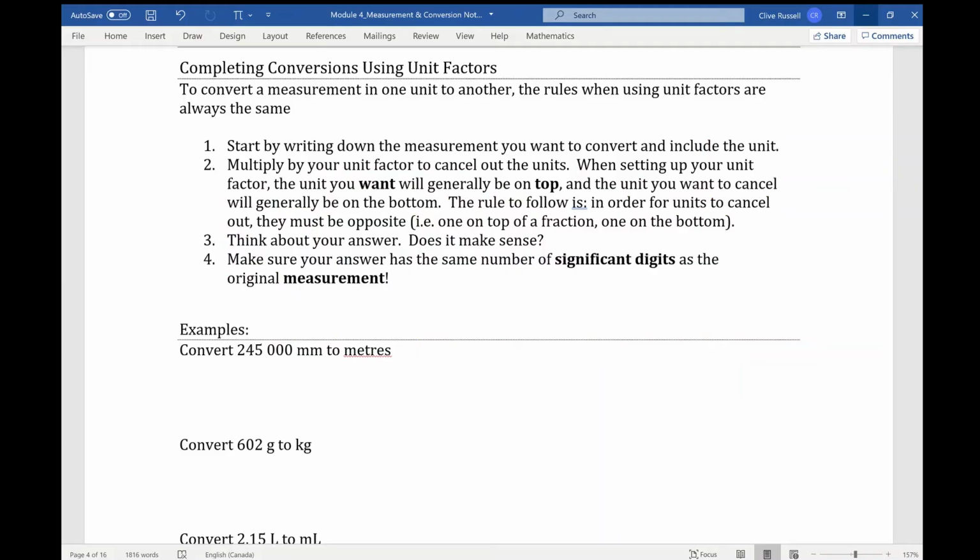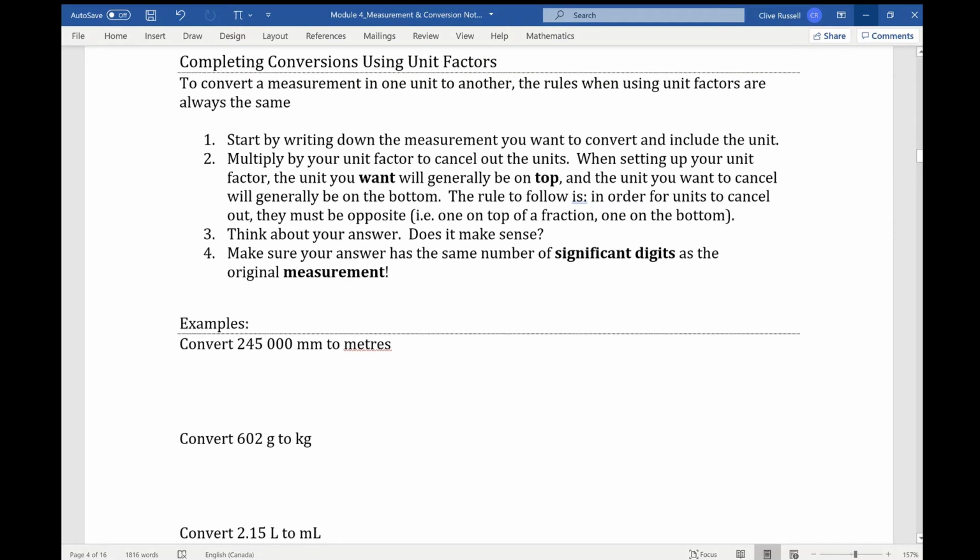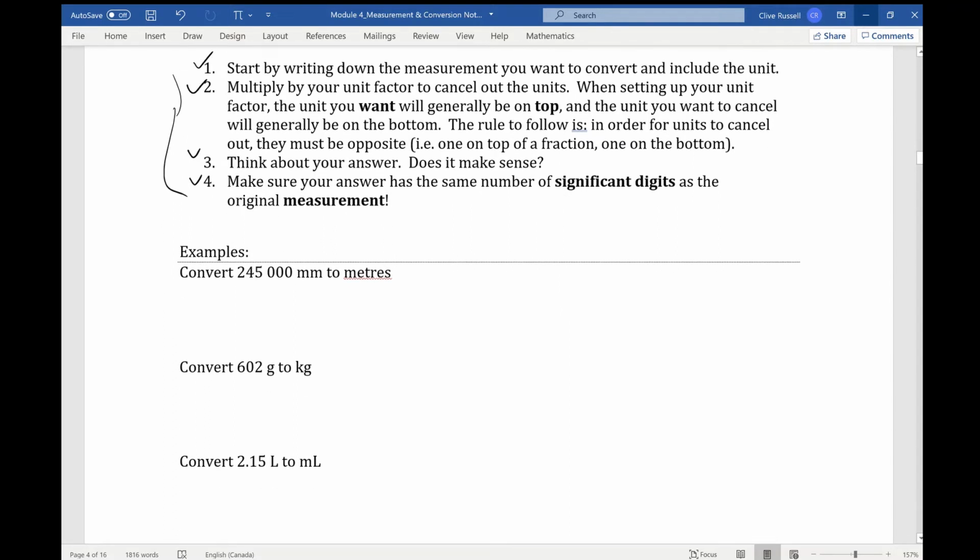Okay, so now that we've learned what a unit factor is, we're going to use that unit factor to do some conversions. So here are some things you could read, but I'll go through one example with you, then I'll go over what's here, and you'll see. I'll explain as I go along. So here is example 1, 2, and 3. We want to convert 245,000 millimeters to meters. So the first step is to find what is the conversion between millimeters and meters.